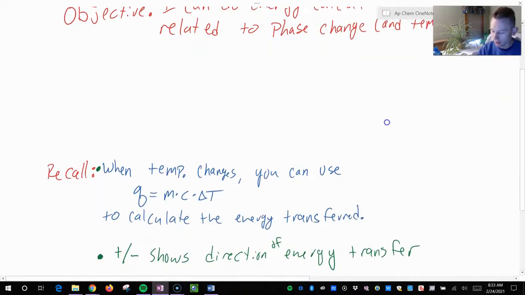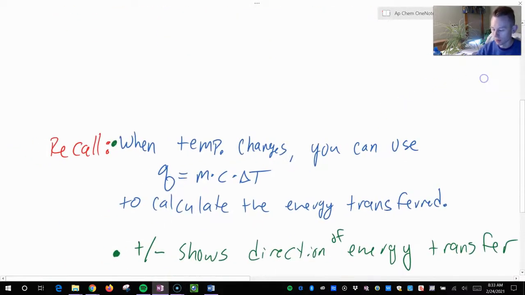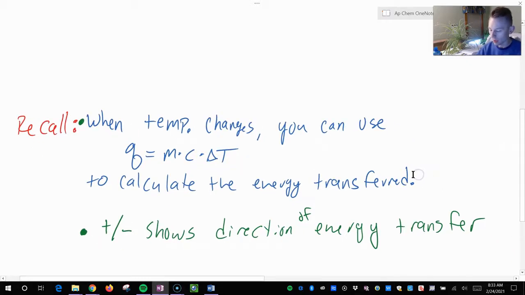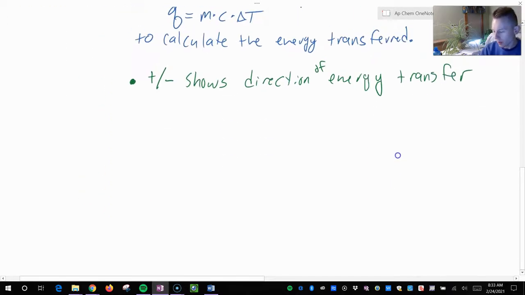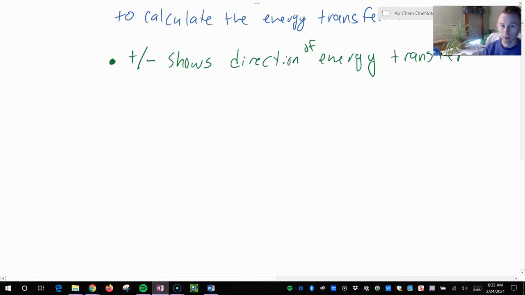There are a few things that you need to remember when we're doing this. When temperature changes, you can use Q equals mc delta T to calculate the energy transfer. And a positive or negative sign with Q shows the direction of energy transfer. Now, one thing that you may remember from a previous chemistry class is energy diagrams, and you saw this if you watched the AP Daily video ahead of time.